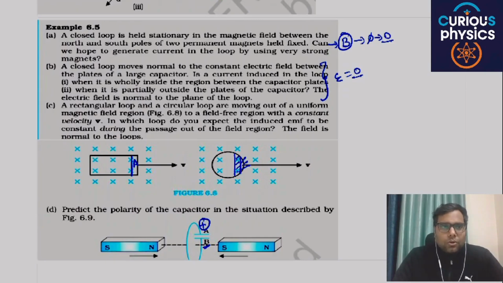Okay, so that's all from my side in the first part of this particular chapter, electromagnetic induction. I hope you have understood all the concepts. So keep practicing, keep studying, and try to understand the concepts, because that will help you to increase your confidence when you write the subjective questions.